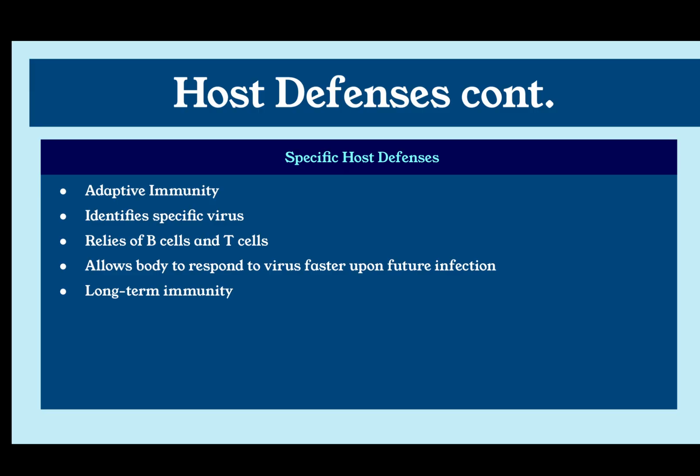Specific or adaptive immunity provides a more targeted response once the body identifies the particular virus involved. This system relies on B cells and T cells, which recognize viral antigens and mount a precise defense. B cells produce neutralizing antibodies that block viral attachment and entry, while cytotoxic T lymphocytes destroy virus-infected cells to halt further replication. Memory B and T cells are also generated, allowing the immune system to respond more effectively and quickly upon future exposure to the same virus.